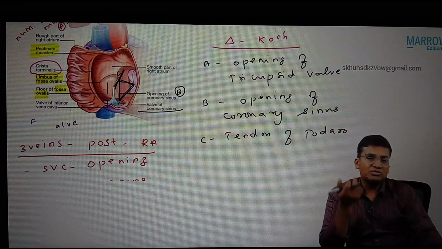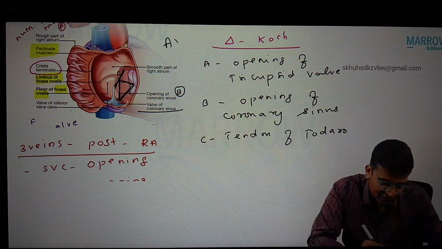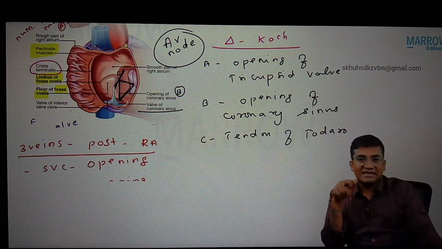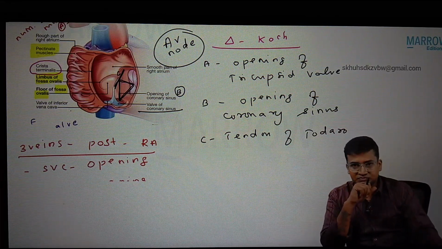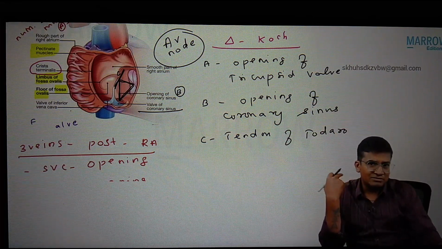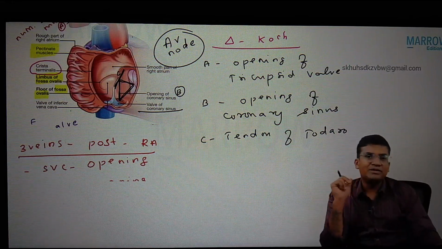Now, why do we have to know the triangle of Koch? What is its significance? The triangle of Koch contains the AV node. The AV node is present inside the triangle of Koch. That is why they are asking this question. One time, in the NEET exam, they gave this question. Again, a very old NEET exam.